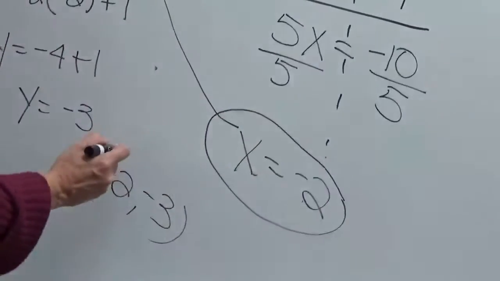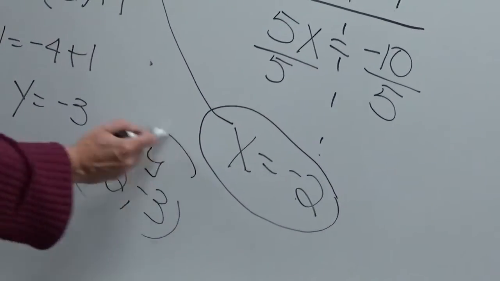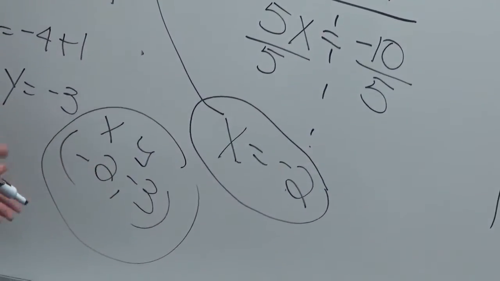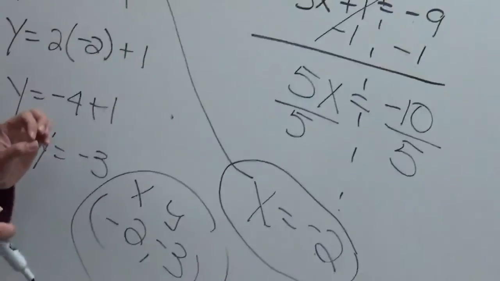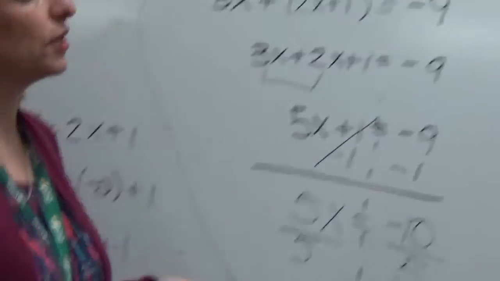Make sure you write it in the order of x, y. Don't write your answer in y, x, or it's going to be wrong. You have to make sure you solved for x, that goes first, then solve for y. And you don't always have to solve for x first.